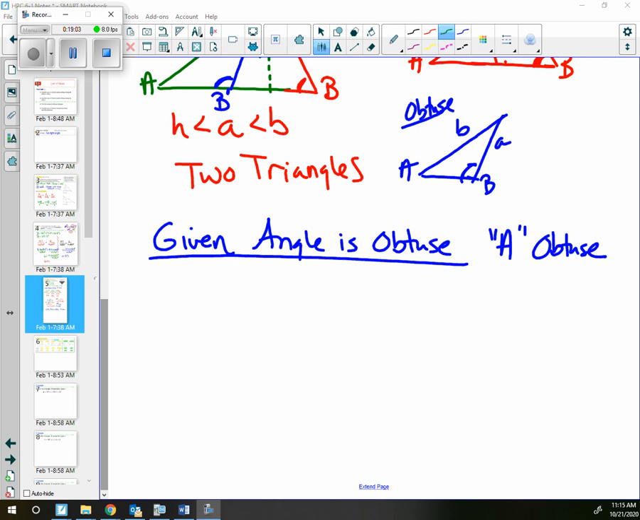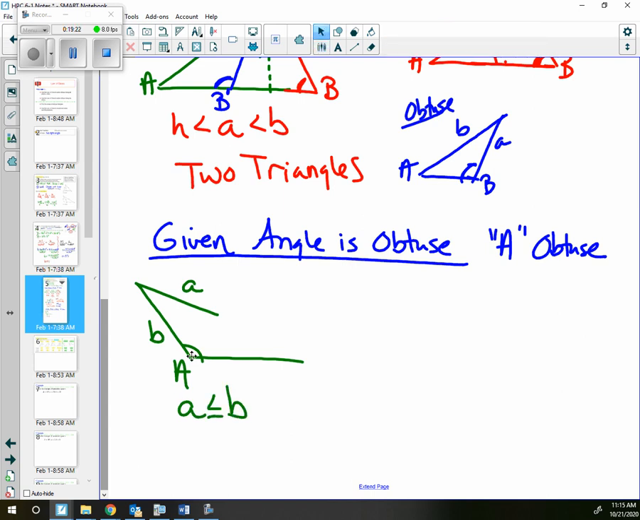So when we think about the given angle being obtuse, I'm going to draw myself an angle A. We have our side B again, and we have our side A. Let's talk about the two different possibilities. First one is exactly the same as the first one we did before. If the A is less than or even equal to the B, the side across from that obtuse angle is smaller than the other side.